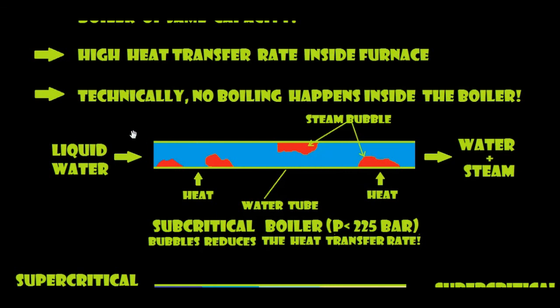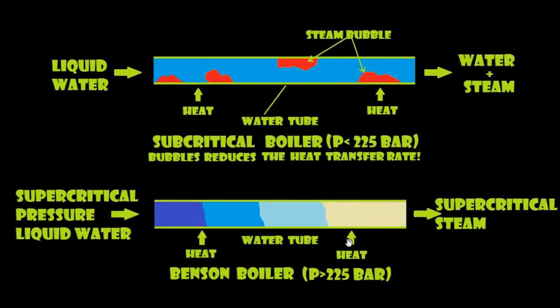This is the reason that the heat transfer rate becomes lower due to formation of bubbles. Okay, this is the case of subcritical boiler. Now in case of Benson boiler what happens?